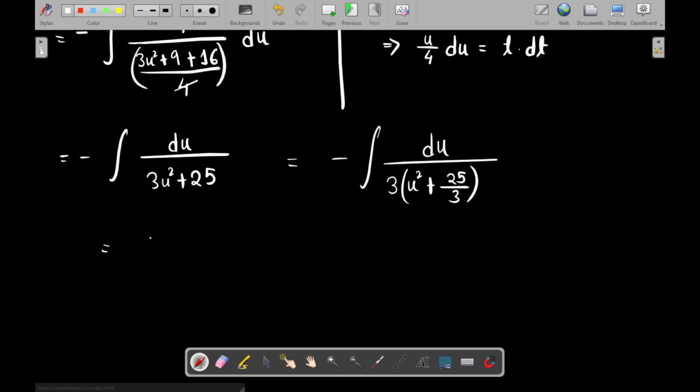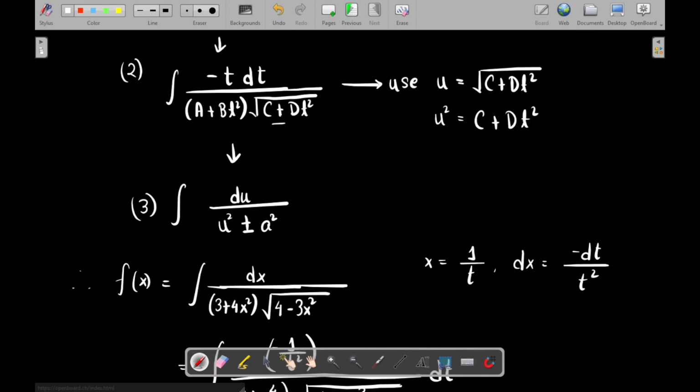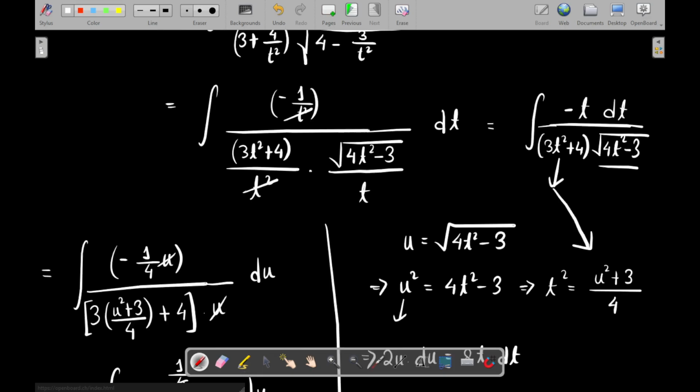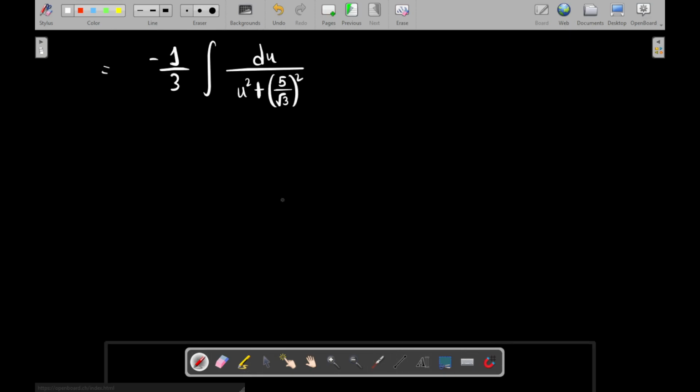So this now becomes minus 1 by 3 du upon u square plus, if I need to make this 25 by 3 a perfect square, I will have to rewrite it as 5 upon root 3 whole square, right? So you see now this has also satisfied this format, du by u square plus a square. So we have already done the 3 steps. Now this is very easy.